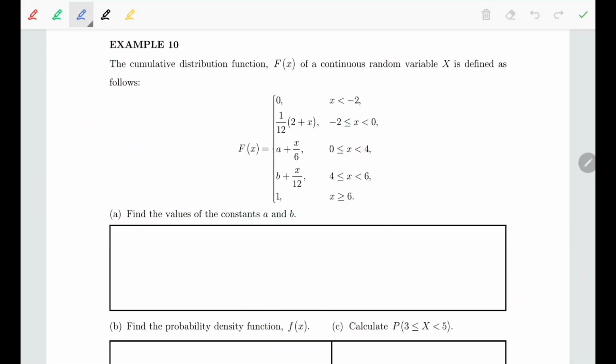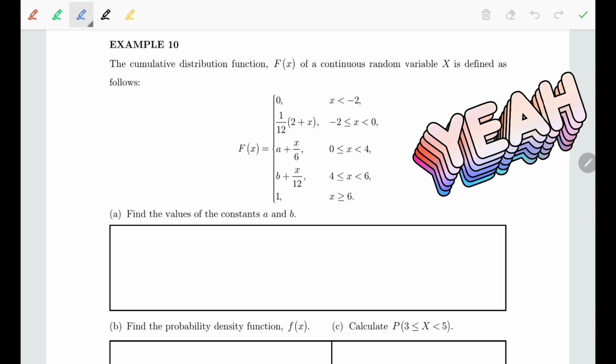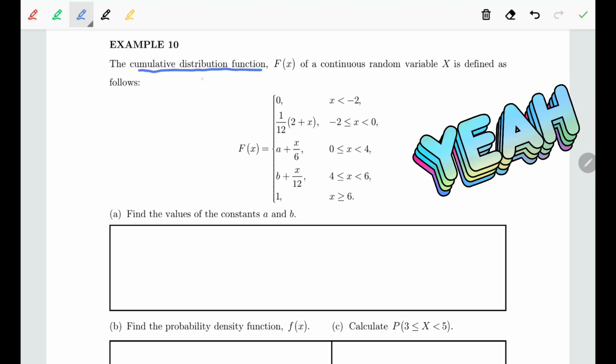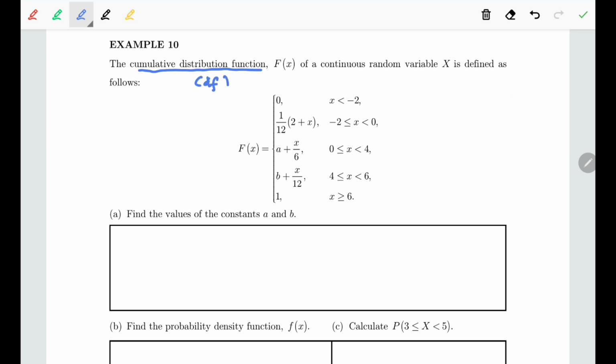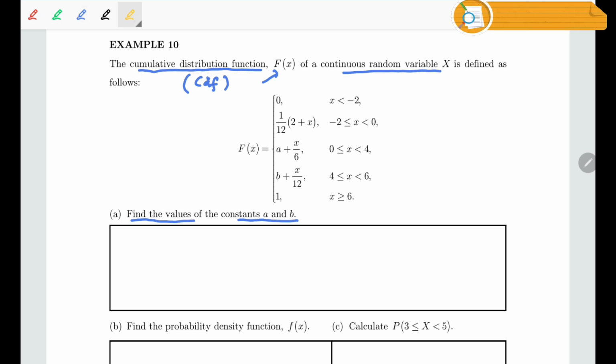Okay, now let's discuss the last example for this chapter, which is example 10. The cumulative distribution function, or CDF for short, denoted by capital F_X of a continuous random variable, is defined as follows. For part A, the question asks to find the values of the constants A and B. To find these values, you have to clearly understand that since this is a continuous random variable, the function should be continuous at every x in the given interval.